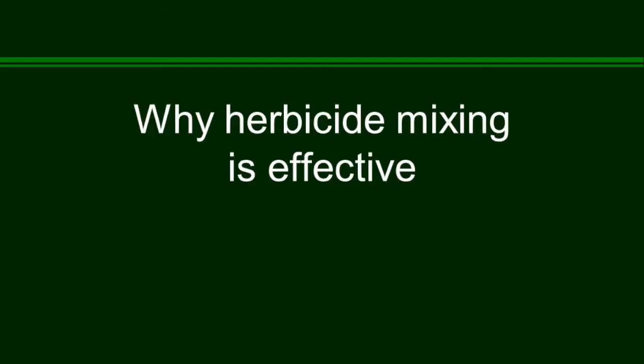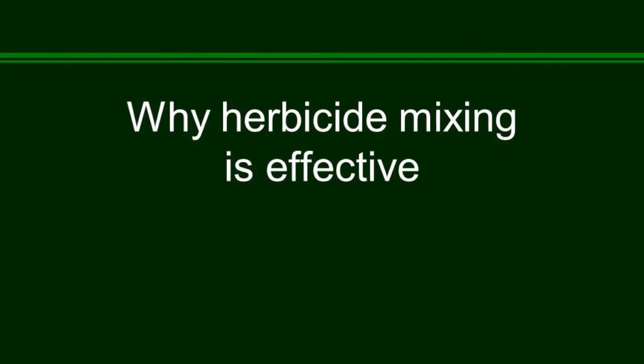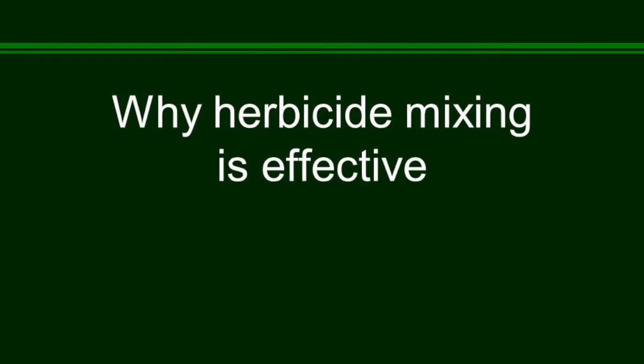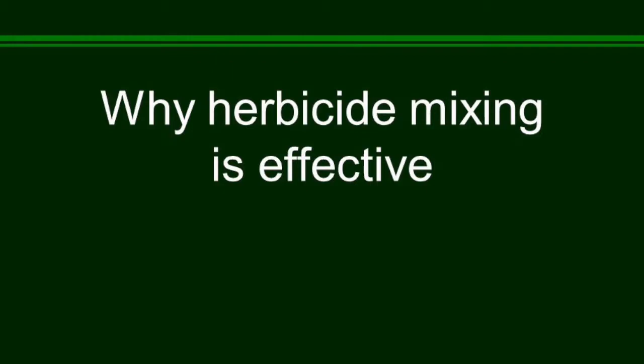Why do we think, from an evolutionary perspective, herbicide mixing is effective? And this is a little easier to explain, I think. It simply comes down to the fact that the probability of a plant being resistant to 2 herbicides is the product of the probabilities of being resistant to each of the herbicides.